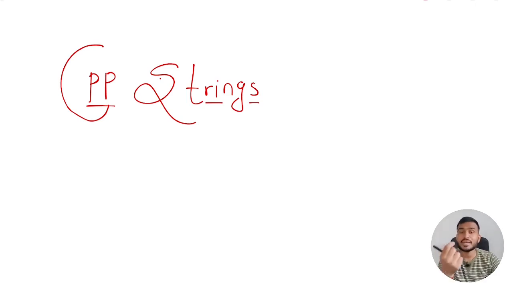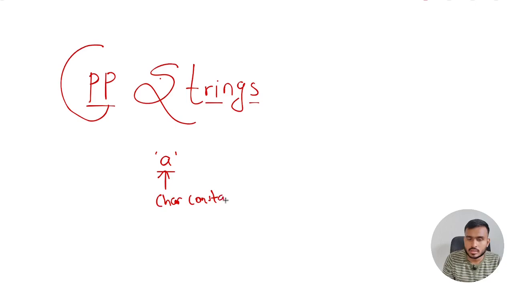Now, before directly jumping into the strings, let me first tell you about one data type that we have discussed earlier, which is called the character data type. Let's quickly revise what a character data type is in C++. Whenever we have some character, for example, small a is a character. So in C++, we represent a character or character constant by enclosing it in single quotes. So we call this a character constant. For example, small a is one character. Let's say small c is another character. Let's say @ is one character.